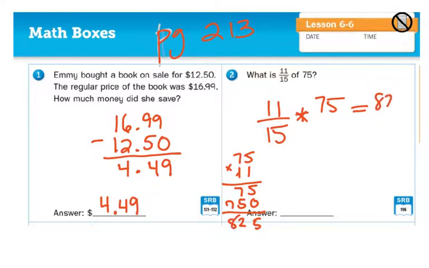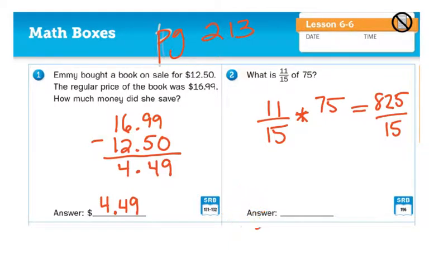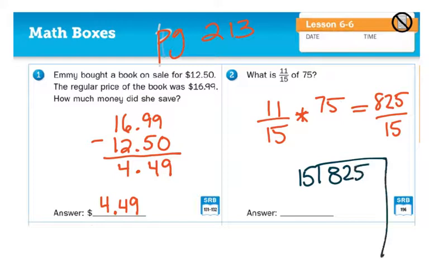It's 825 15ths, which that fraction symbol just means to divide. So with me, let's figure out how many 15s. I'm going to give myself a little bit more room. How many 15s are there in 825? I'm going to do partial products. So are there at least 10 15s in 825? Yeah, in fact, I'm going to start with 20.